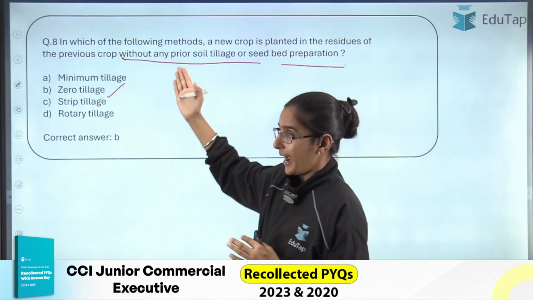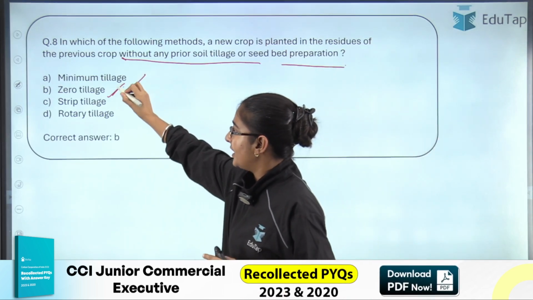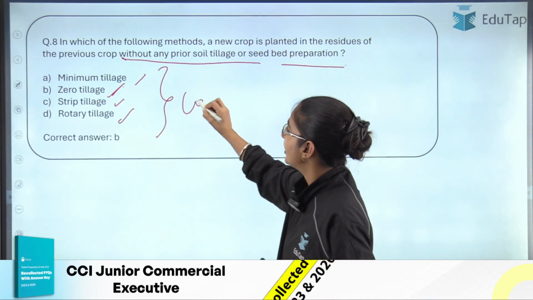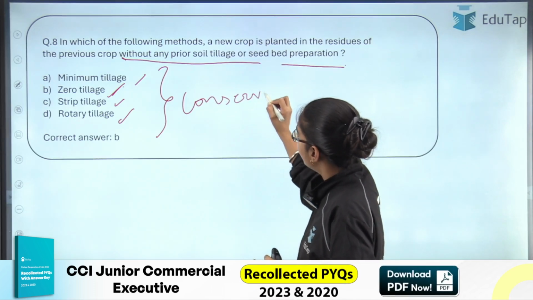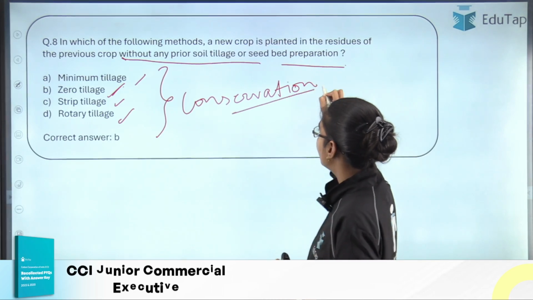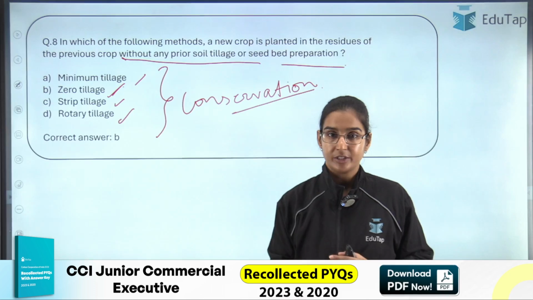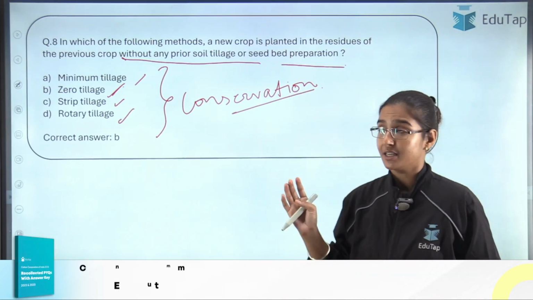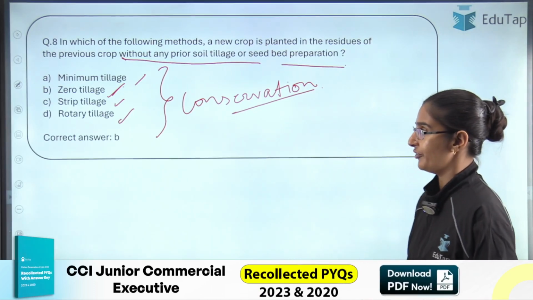See, all these activities, the minimum tillage, zero tillage, strip tillage, rotary tillage, they all are parts of conservation tillage, right? So here we try to conserve the economic and the environmental benefits. We try to minimize our economic and the environmental cost through all these methods. Now, what happens in all these different methods?